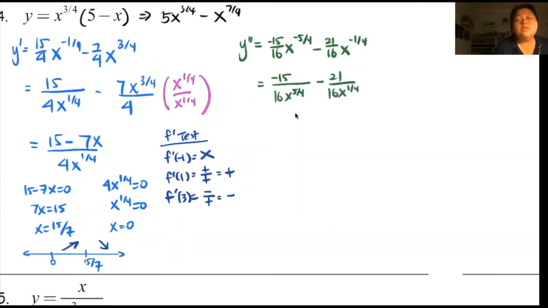Again, most of these you don't need to crisscross applesauce. Your denominators will have a lot of things in common. Notice you have x to the 5/4 here and x to the 1/4. So really all I need on the right-hand side is just another x. I need one more x to make it the same power. So that would give me -15 minus 21x on top, 16x to the 5/4 on the bottom.